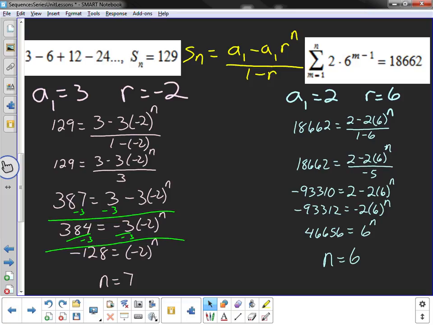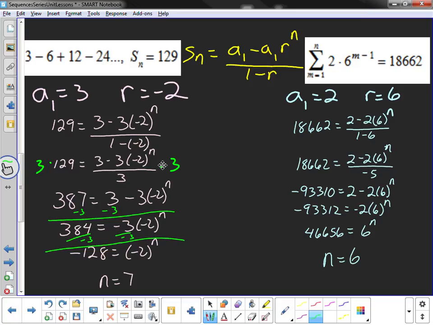I multiplied both sides by that value. I forgot to put that in here, didn't I? I forgot to say that I multiplied by 3 and I multiplied by 3. Got me the 387 equals. So I subtracted off the 3 in front. Then I divided by the negative 3 in front of the something to the power.